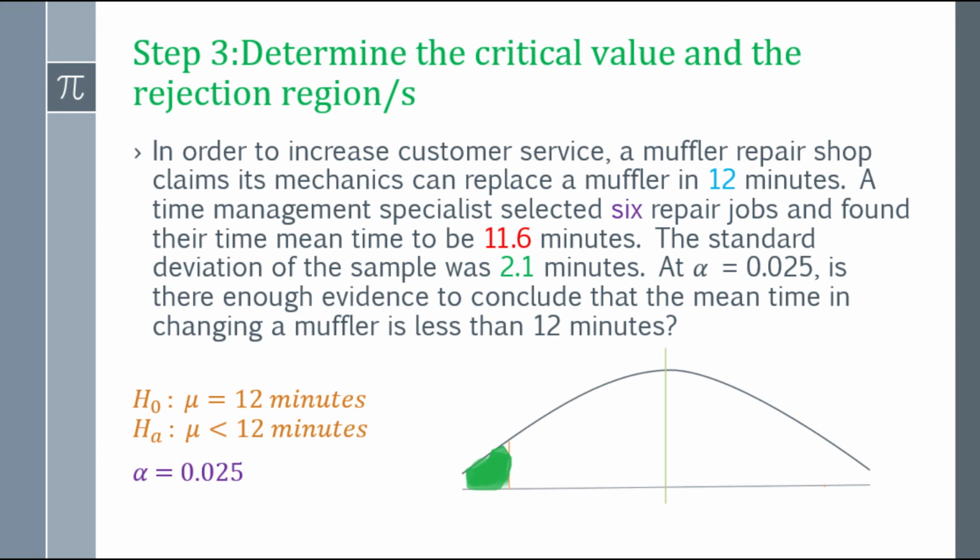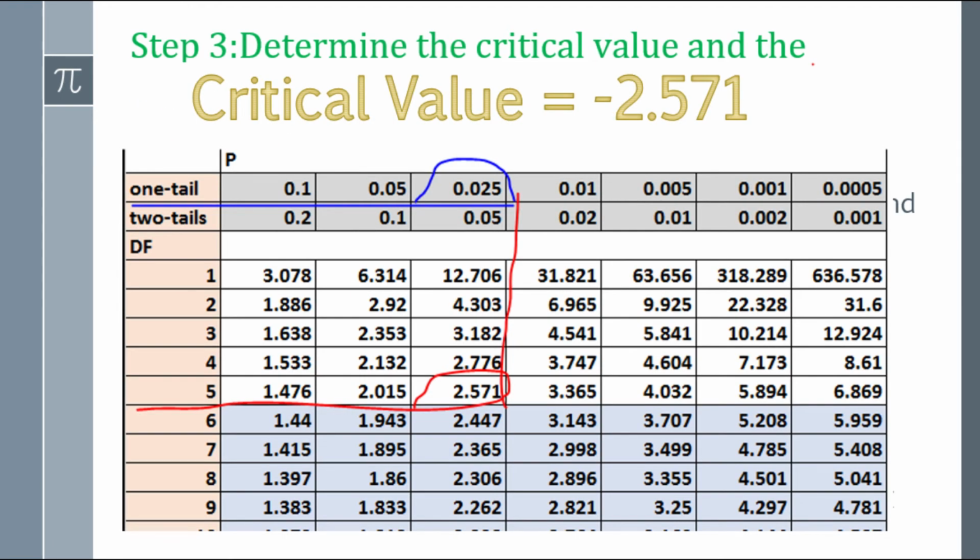Step 3 is determine the critical value, the rejection region or regions. Okay, dahil ito ay less than, ang critical region natin ay nasa kaliwa. Okay, so dahil alam na natin kung saan yung rejection region, okay, yung critical region, hanapin naman natin yung critical value. So, we have a one tail, kasi left tail siya, at ang sabi dito, ang alpha or level of significance ay 0.025. Okay. Ngayon, paano hanapin yung degree of freedom, yung DF?